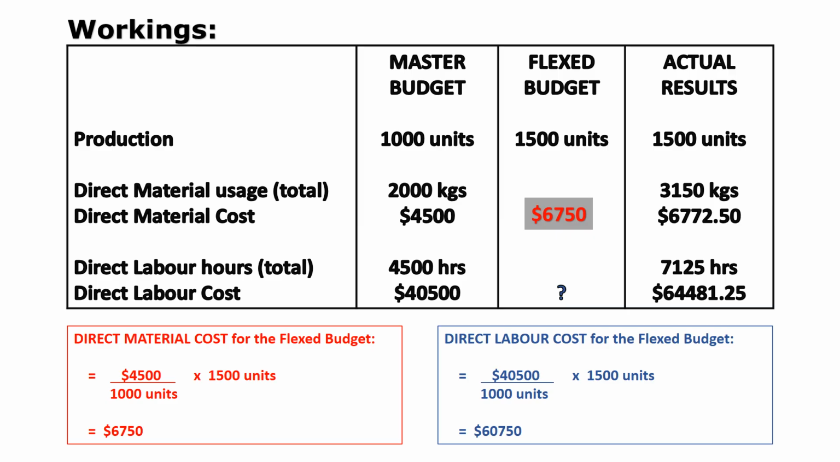And what about direct labor cost for the flexed budget? You take the direct labor cost of $40,500, found in the master budget. You divide it by 1,000 units, which is the original budgeted production, and then multiply the result by 1,500 units. The answer is $60,750.